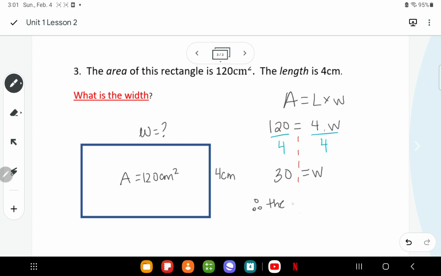The width is 30 centimeters, including your units. And that's it for today. Just a little bit more practice with those solving one-step equations.